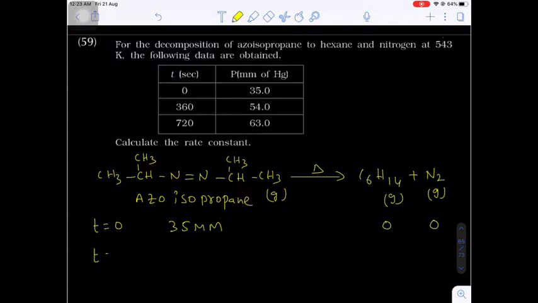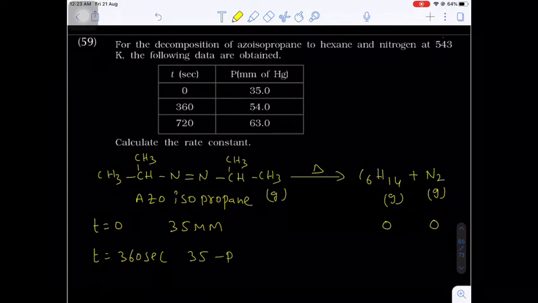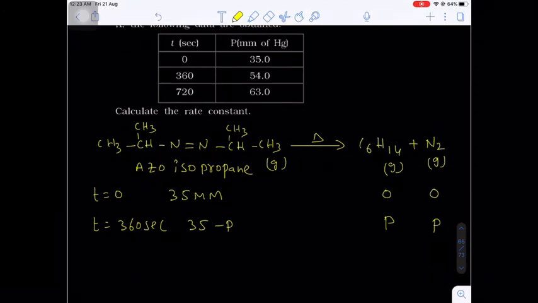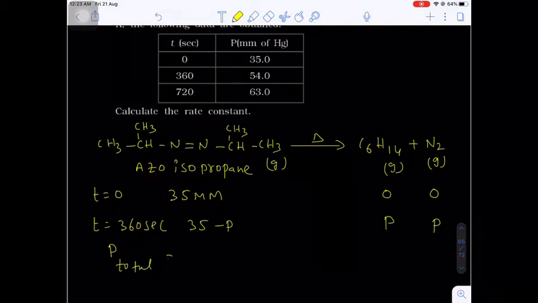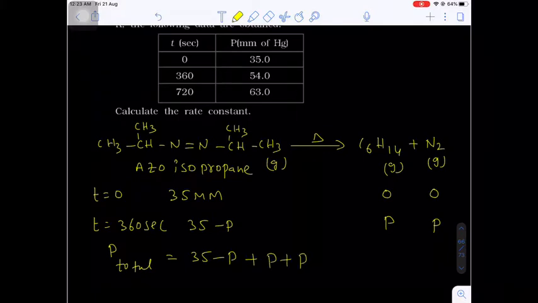When the time reaches 360 seconds, let's suppose P mm of pressure decomposes, according to which P mm of hexane and P mm of dinitrogen will be formed, because of the 1:1:1 ratio. Now at 360 seconds, what will be the total pressure of the mixture? 35 minus P plus P plus P.